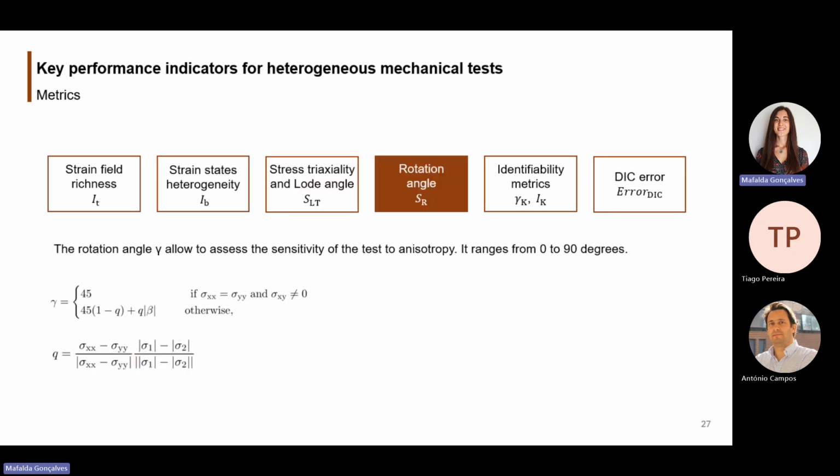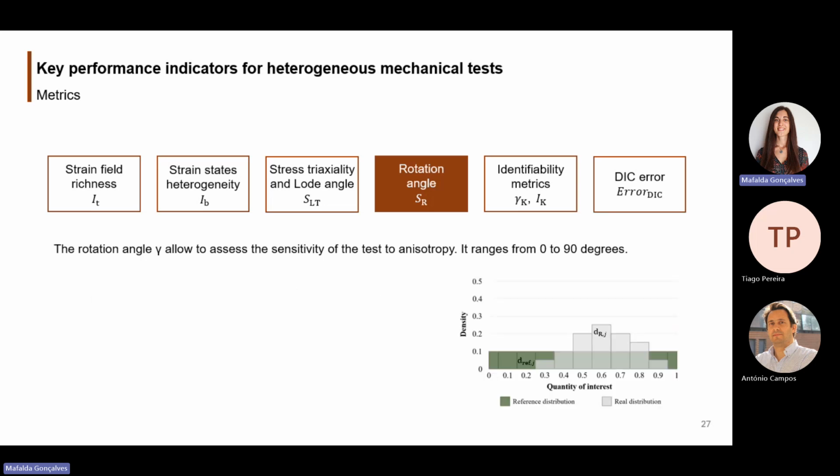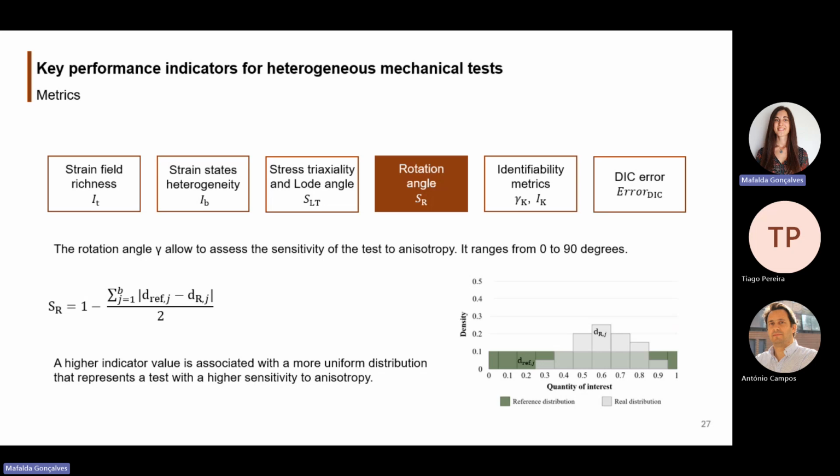The rotation angle was also evaluated to assess the sensitivity of the test to anisotropy. It ranges from 0 to 90 degrees, but it was normalized between 0 and 1. And in a similar way to the previous metric, the values of the rotation angle were distributed over a histogram, and the difference between both the reference and the real distribution was computed, with higher indicator values associated with a more uniform distribution, which leads to a higher sensitivity of the test to anisotropy.